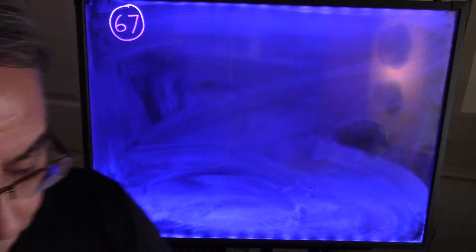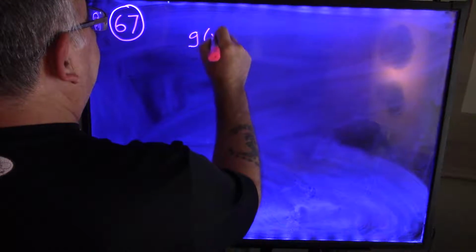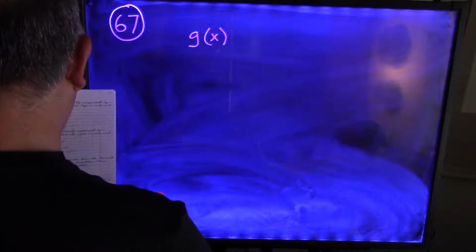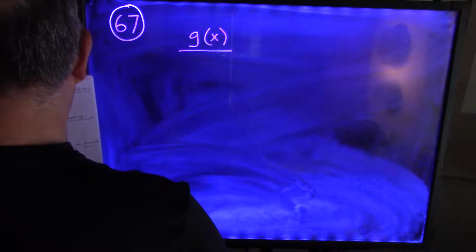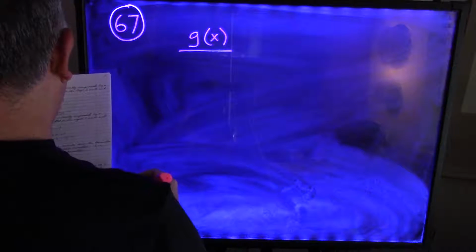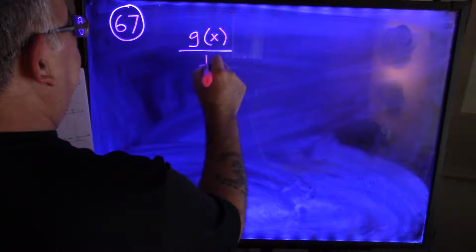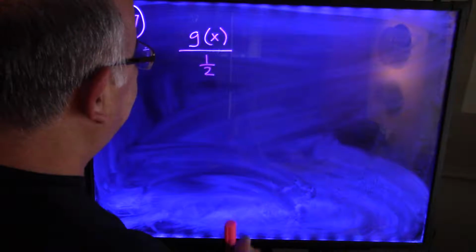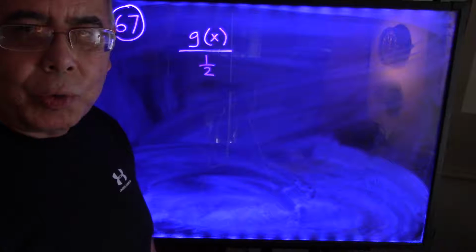Okay, number 67. The graph of f of x equals x squared is vertically compressed by a factor of 1/2, then shifted to the right 5 units and up 1 unit. So let's deal with y equals g of x here. G of x is our new shifted graph. What's this vertical compression by a factor of 1/2? Think of that as y equals g of x. So you multiply each y coordinate in f of x by 1/2. That'll give you your vertical shrinking or compression.